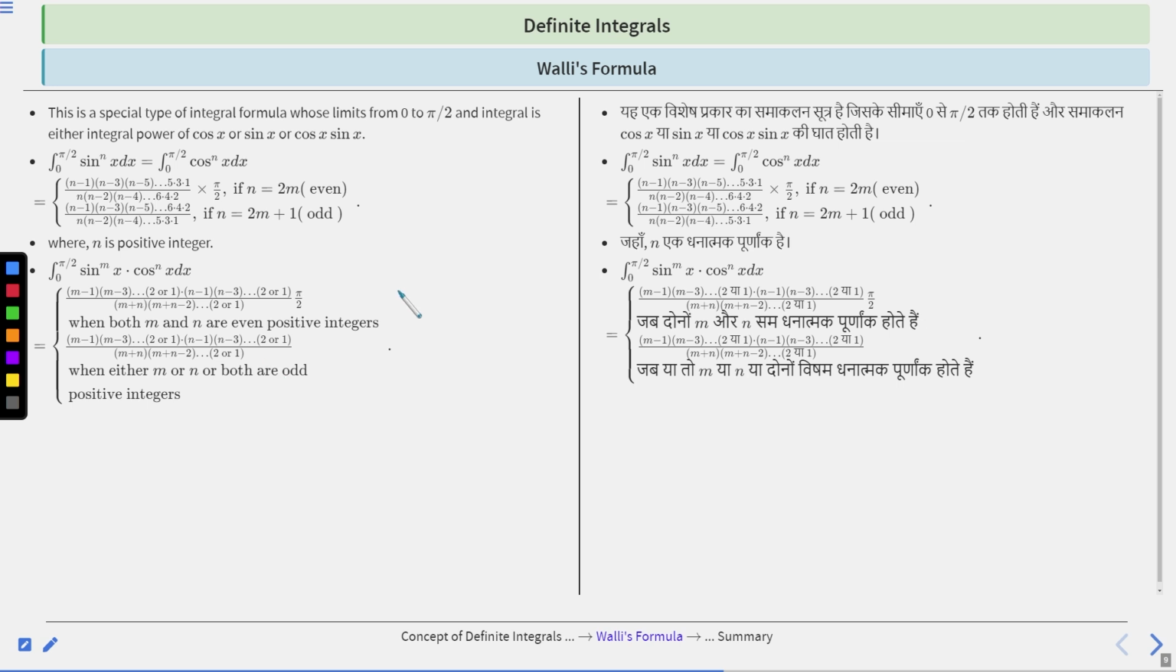So when both m and n are even positive integers, then you have to apply the first formula. And when either m or n or both are odd positive integers, then we have to apply the second formula. Clear? You have to remember this formula.